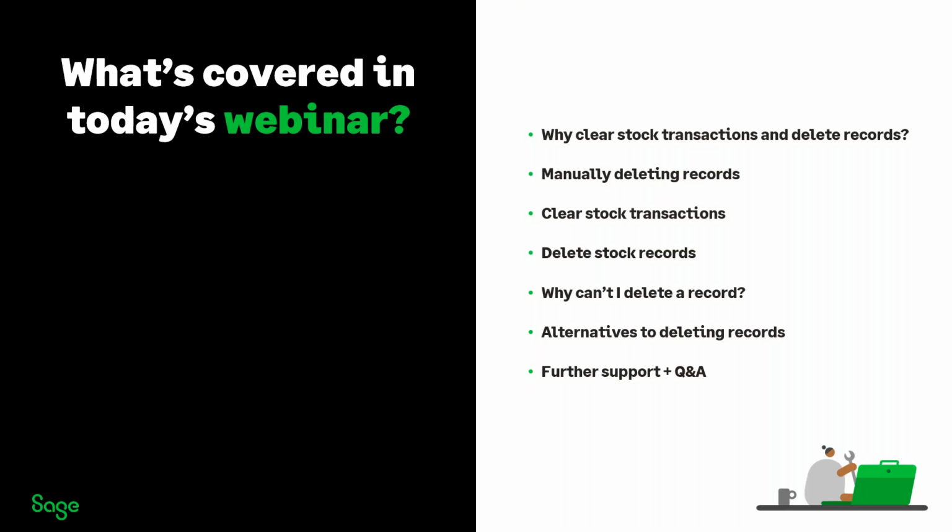We'll cover why you can't delete a record. So the reasons that pop up when you try to delete a record, it'll give you a whole host of reasons. We'll be covering that, and explain what each of those messages actually means. And then we're going to look at alternatives to deleting records as well. So maybe you'll run through this session today and think, that's not for me, I don't want to do that. But how can you make things better for yourself? Well, we're going to look at those alternatives.